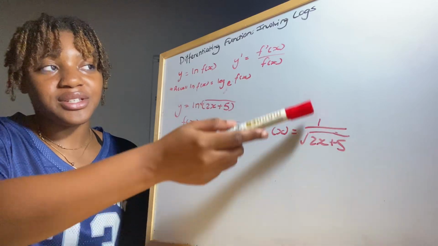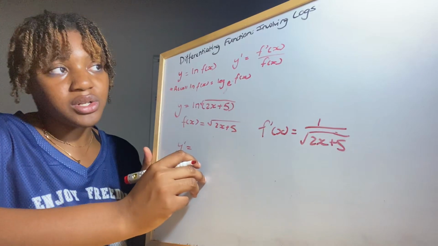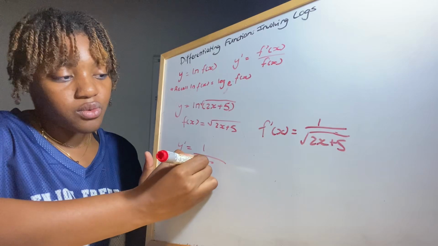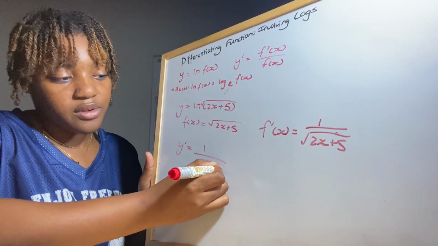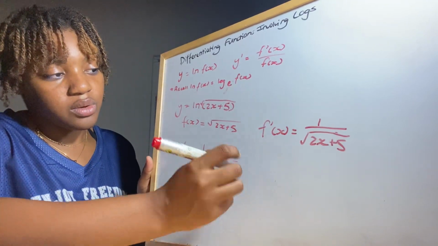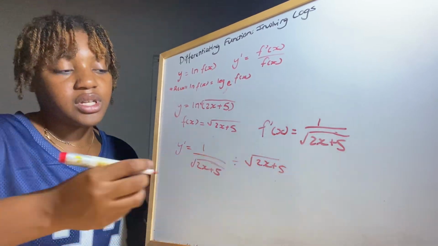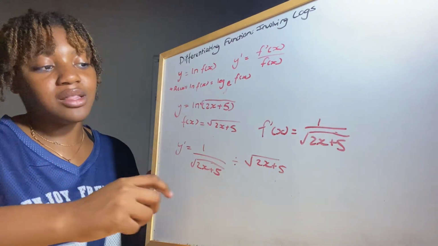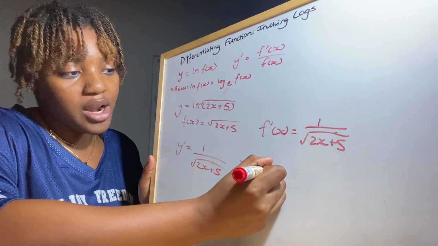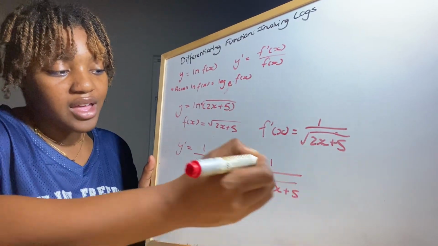all we have to do is use the format. So y prime would be equal to f prime of x, which is this. So we have 1 over root 2x + 5 being divided by our original function, which is the root 2x + 5. Since it's being divided, we could also write this as times the reciprocal of that number, so times 1 over the root 2x + 5.